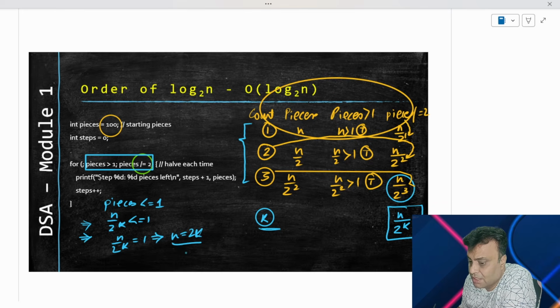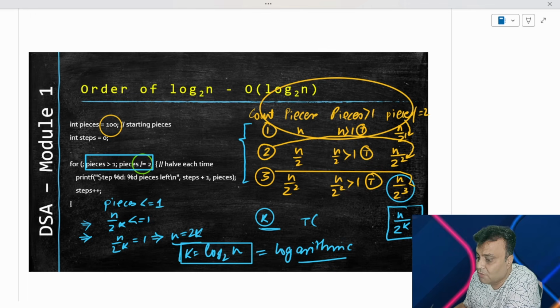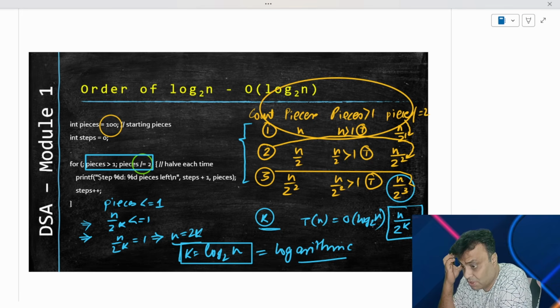What does this mean? This means again that k is equal to log base 2 of n. So are we talking about the logarithmic complexity class? So we are talking of the logarithmic complexity class here, and whose complexity is therefore the order of log base 2 of n. So that's what we are talking about here.